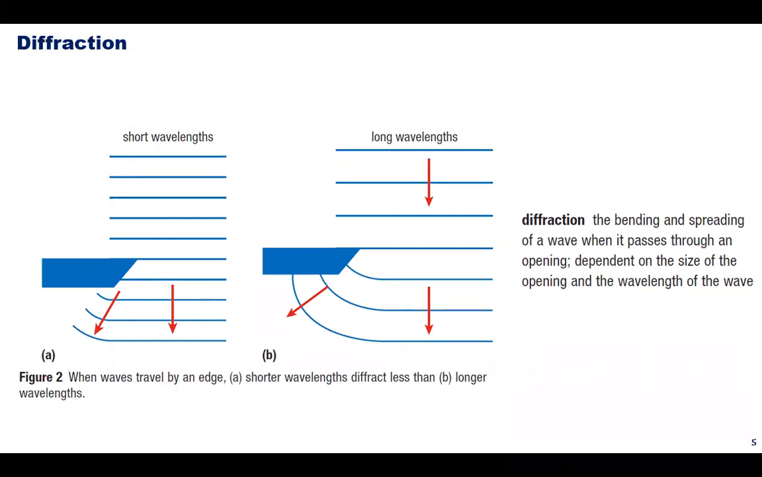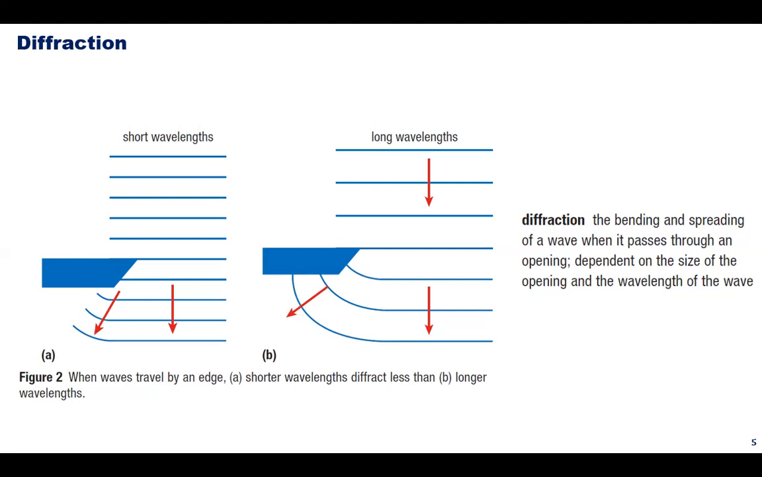Diffraction is the bending of a wave as a wave passes through an opening or by an obstacle. The amount of diffraction depends on the wavelength of the waves and the size of the opening. So here in figure 2a, an obstacle diffracts shorter wavelengths slightly. And also you can see in figure 2b, the same obstacle can diffract longer wavelengths more.